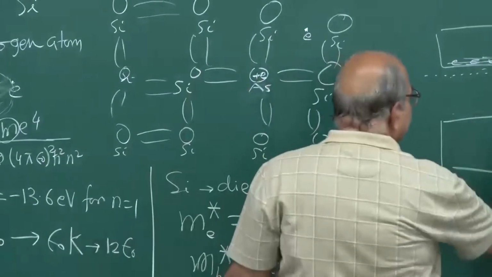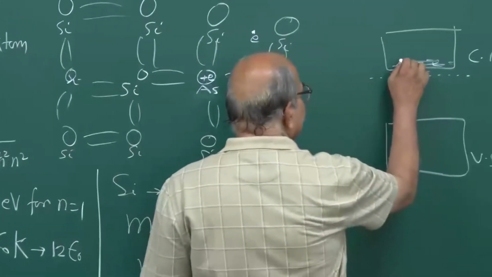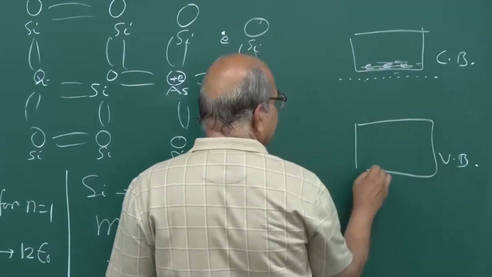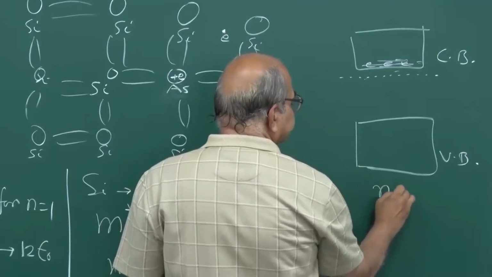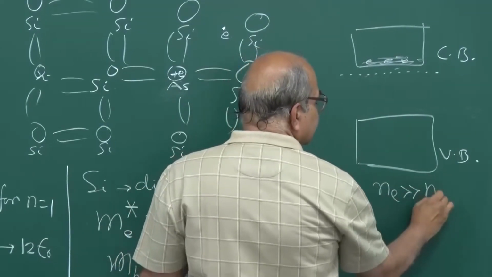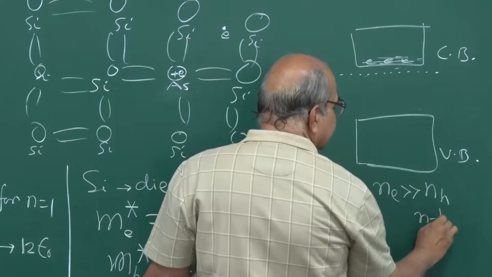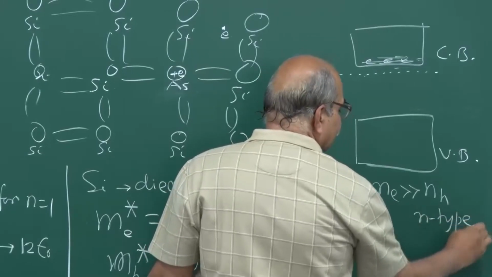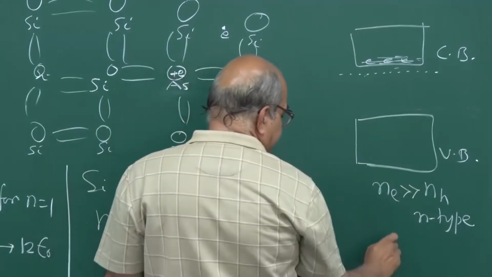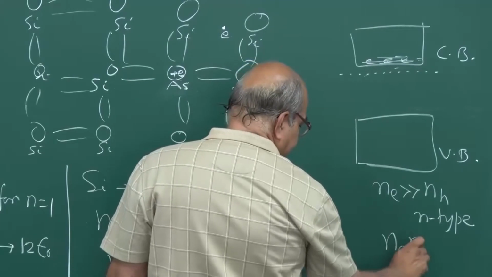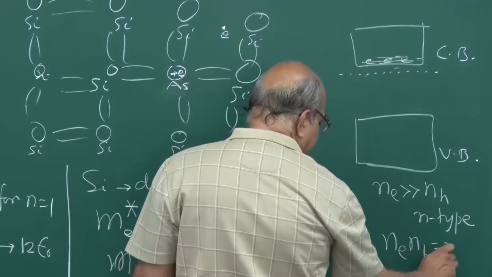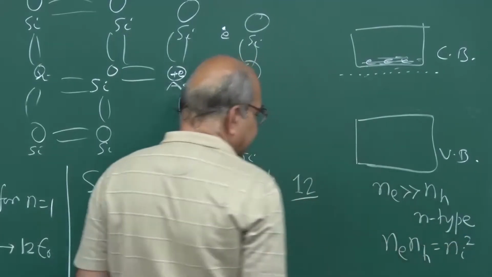Then if you have these pentavalent impurities, then this Ne becomes much larger than NH, which is your N-type semiconductor. And interestingly, Ne into NH does not change. So this is Ni square.